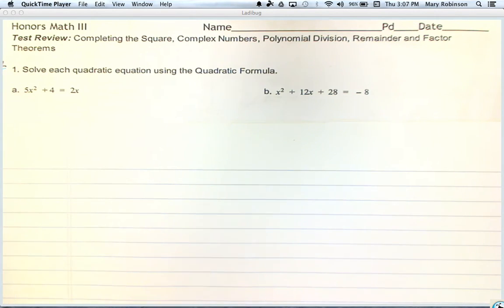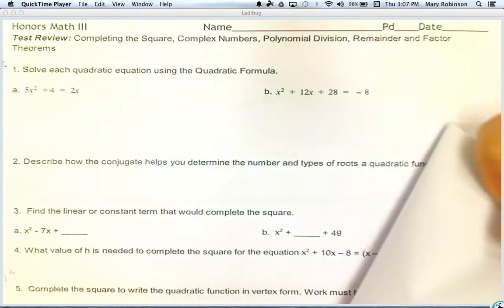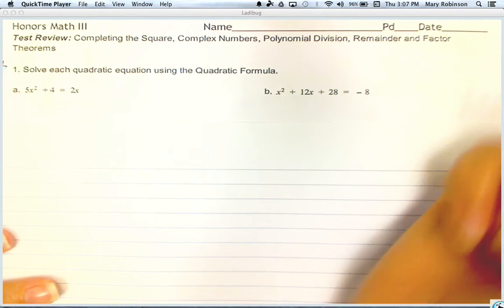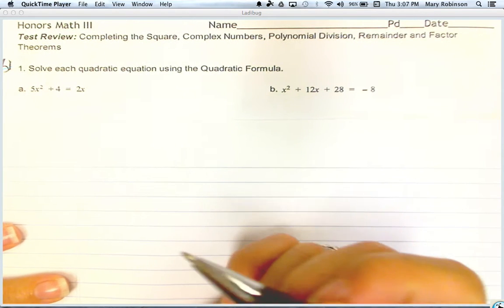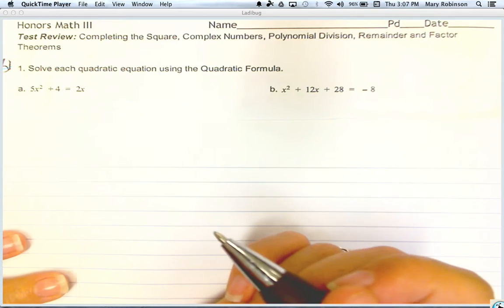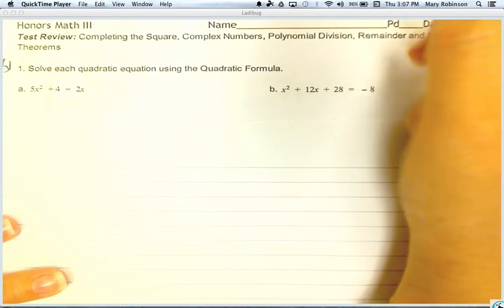In this video, I'll be covering problems 1 through 5 on the second test review. So number 1 asks you to solve each quadratic equation using the quadratic formula. In order to do that, we have to know the quadratic formula.